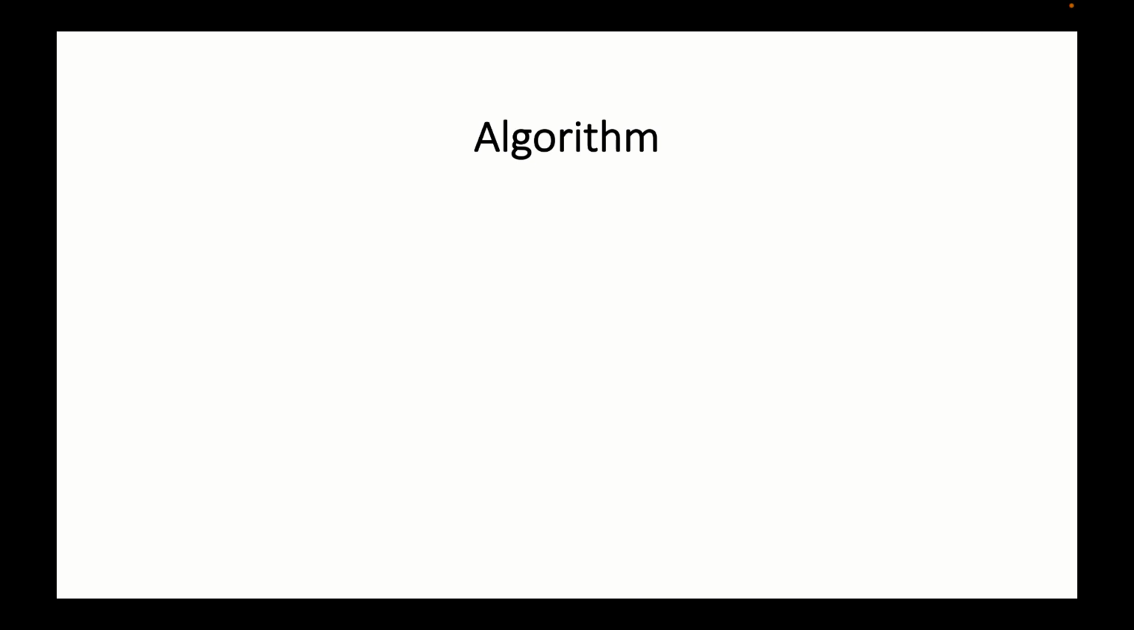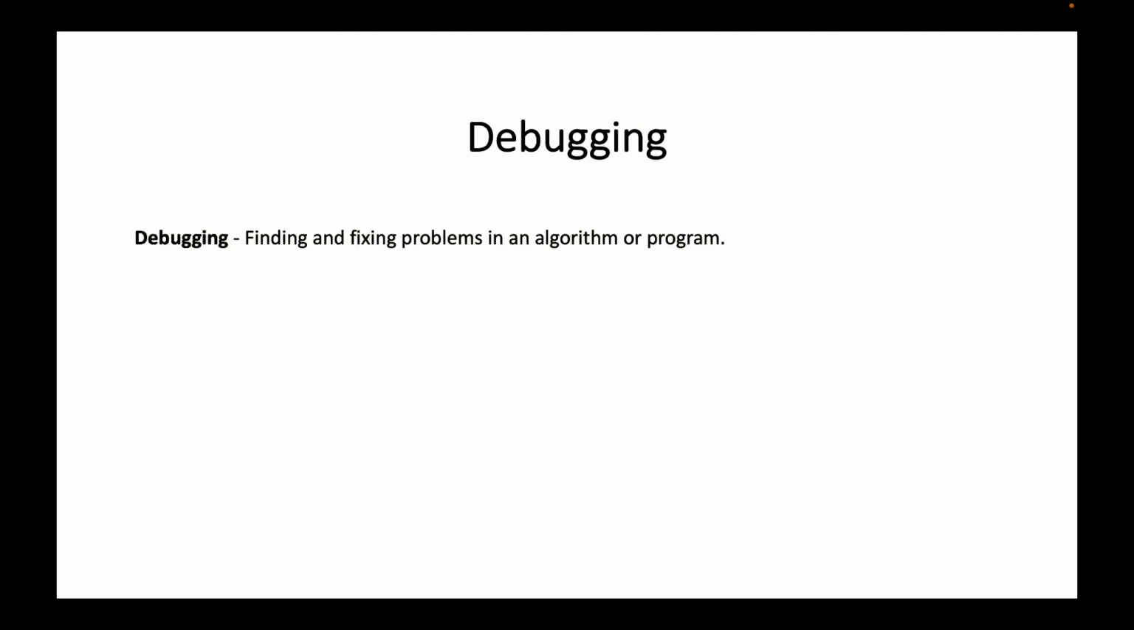Algorithm. An algorithm is a list of steps to finish a task, a list of logical instructions to solve a problem. The instructions can be carried out by a human or computer. Debugging. A bug is part of a program that does not work correctly. Debugging means fixing problems in an algorithm or program.